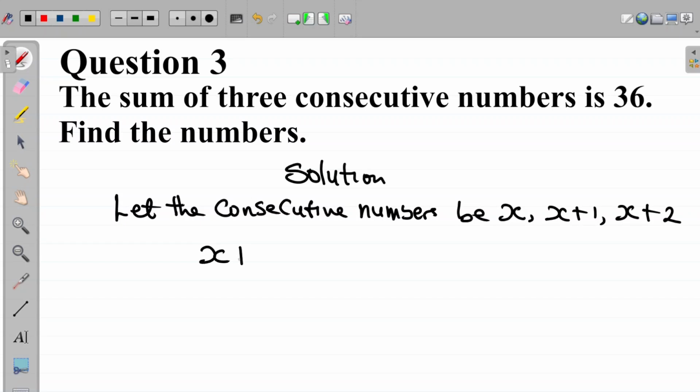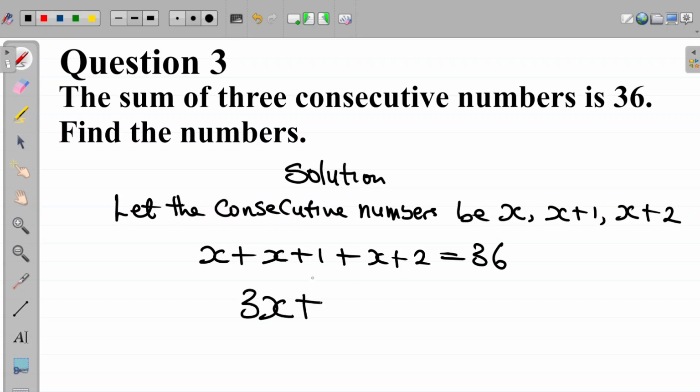So x plus x plus 1 plus x plus 2 is equal to 36. So we can now simplify, and our equation becomes x plus x is 2x, 2x plus x is 3x, plus 1 plus 2 is 3, equal to 36. Now we have to move 3 to the right hand side. So the equation becomes 3x equal to 36 minus 3.